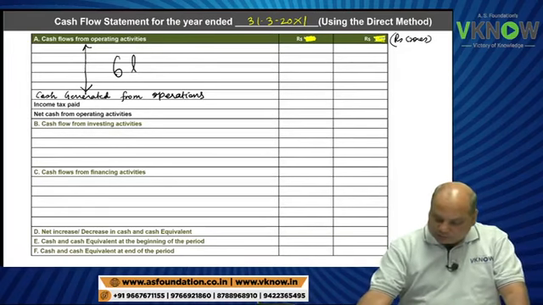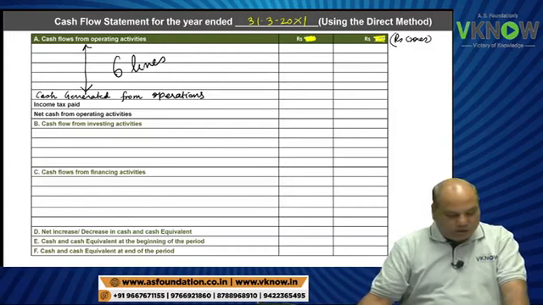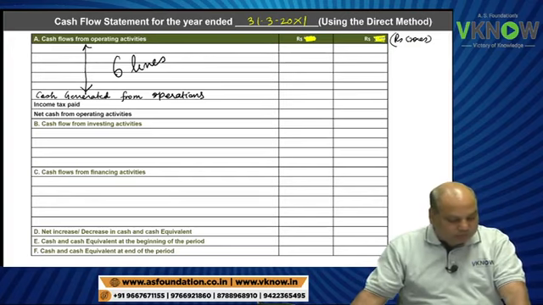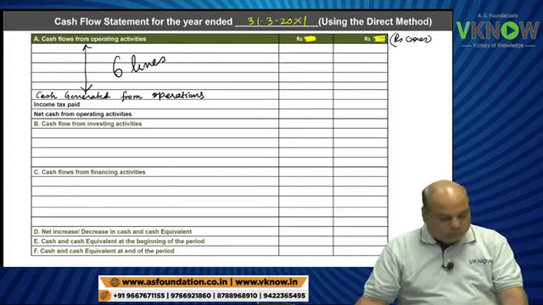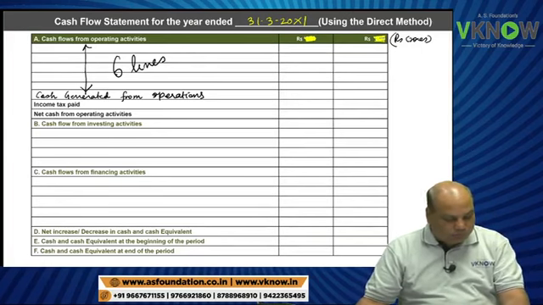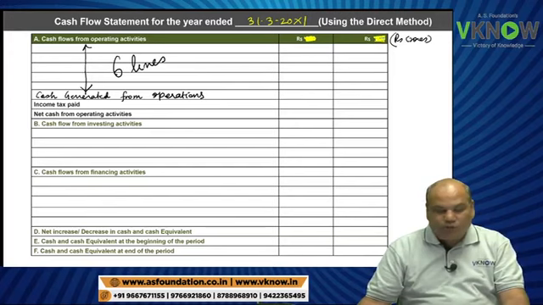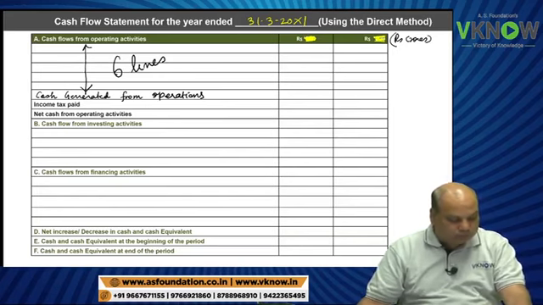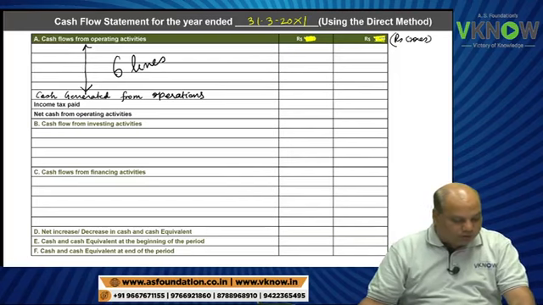Keeping 6 lines blank here, then write down less income tax paid. Net cash flow from operating activities.